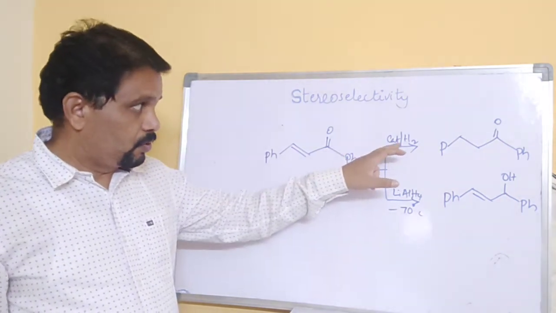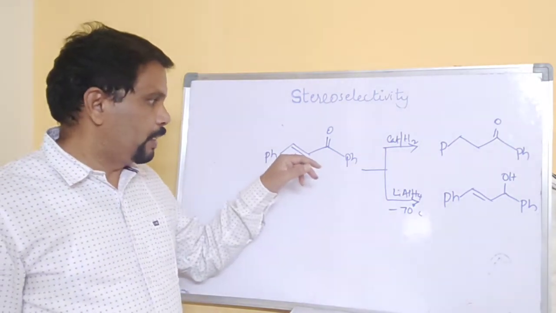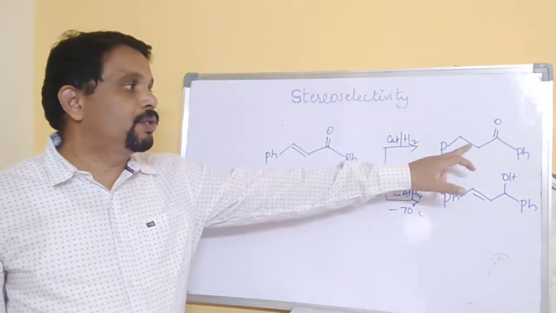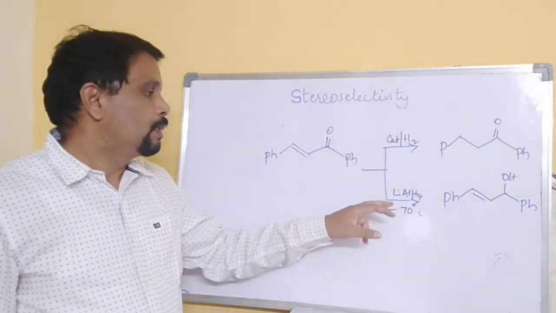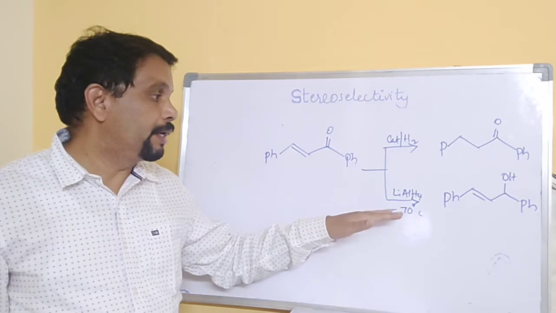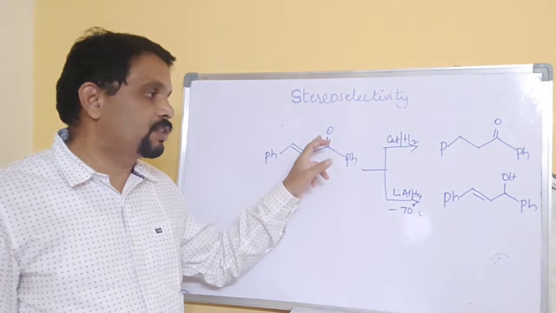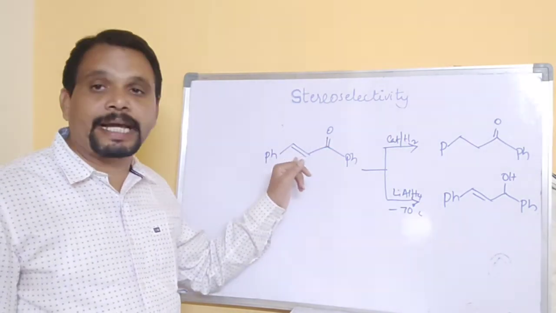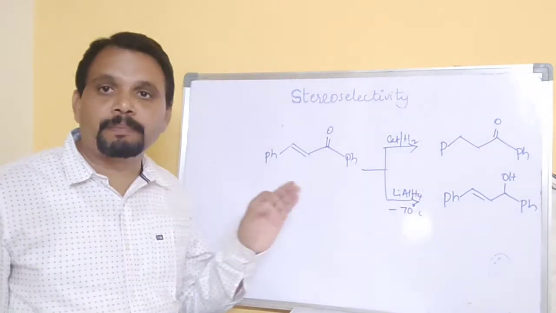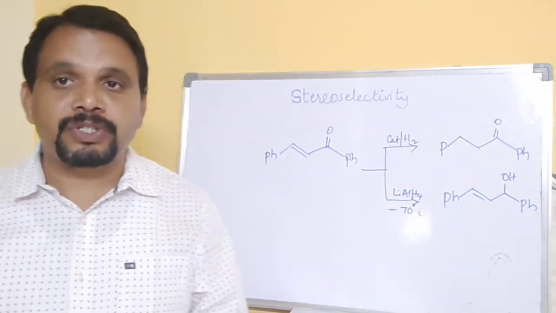If you react it with catalytic hydrogenation, exclusively or predominantly the olefinic functional group reacts and gives the corresponding product. In the case of lithium aluminum hydride at minus 70 degrees, it preferably reacts with the keto functional group without reacting with the olefinic functional group. So this is also one of the best examples of chemoselectivity. I hope you understand chemoselectivity.